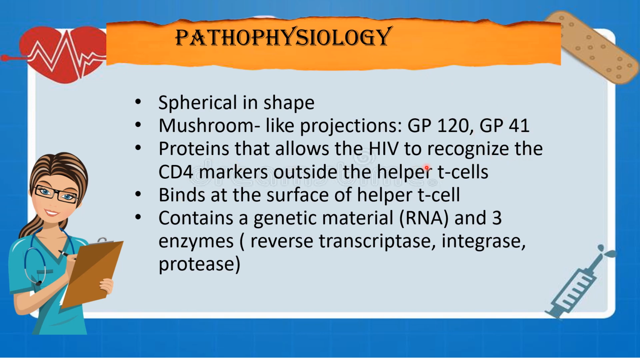These proteins allow the HIV to recognize the CD4 markers outside the helper T cells. Like many cell surface receptors or markers, CD4 is a member of the immunoglobulin superfamily. It has four immunoglobulin domains, D1 to D4. So it binds at the surface of the helper T cell, and it contains genetic material, as mentioned, RNA, and it has three enzymes: reverse transcriptase, integrase, and protease.